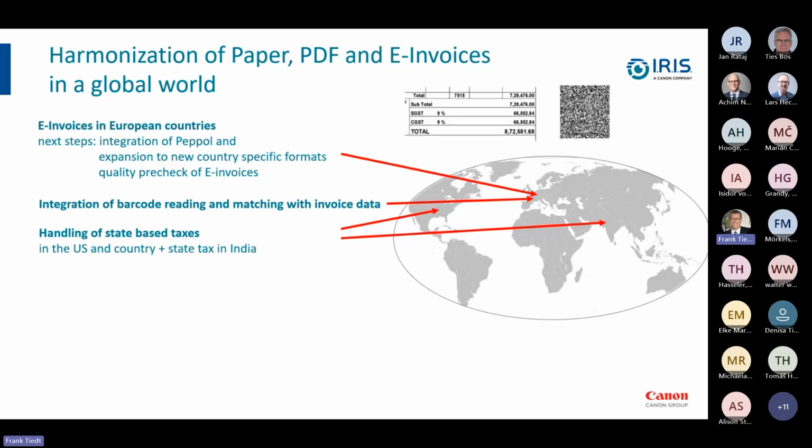On the top left, you see a snippet from an Indian invoice. In America or India, there are so-called state-based taxes. For example, tax rates that are not uniform across the country and vary from state to state. In India, for example, there are taxes for the states known as SGST and taxes for the country known as CGST. And again, Thies will explain how we figure this out in IRISXtract.